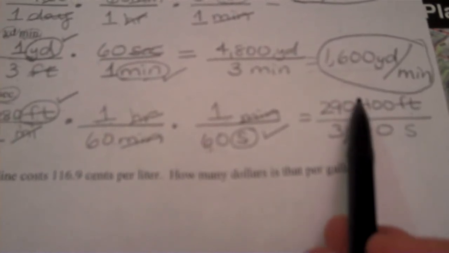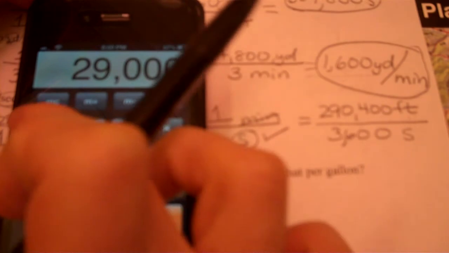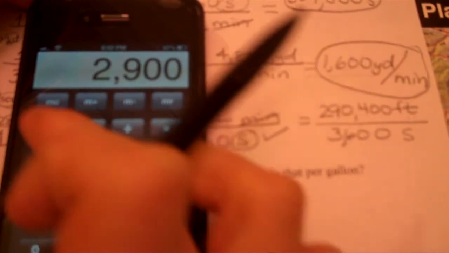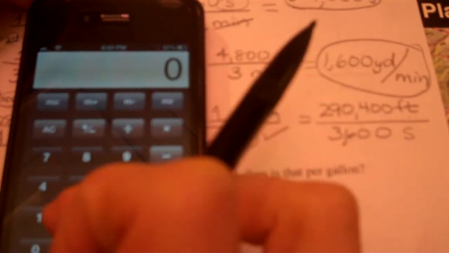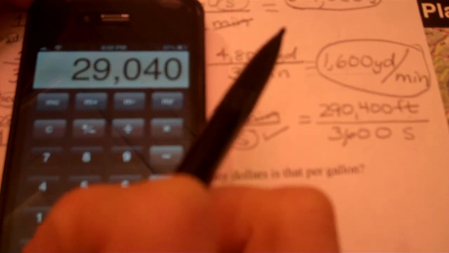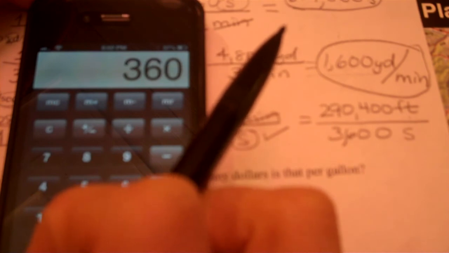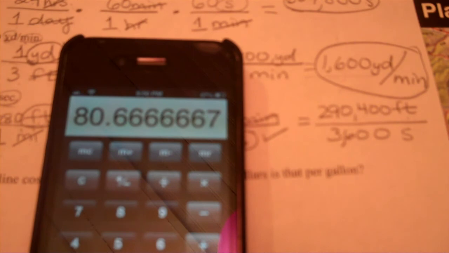Whenever you want that per, you divide. So you go ahead and divide that, and I'll go ahead and do it with you here. Oops, I did it wrong. Look at me doing it totally wrong. 290,400, there we go, divided by 3,600. And what you get here is 80.6 repeating.